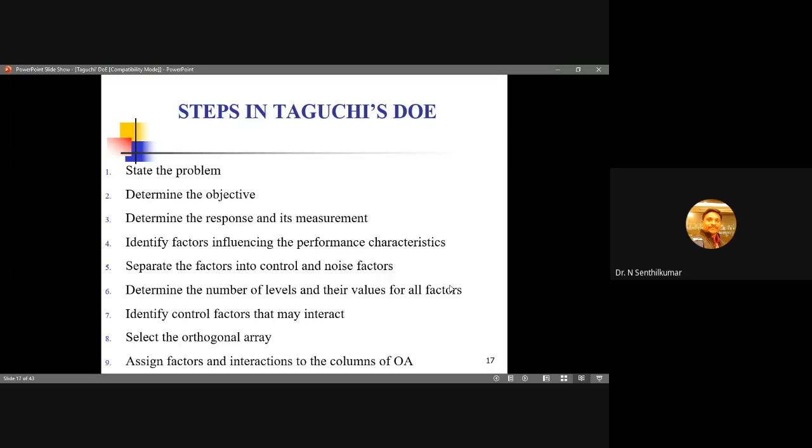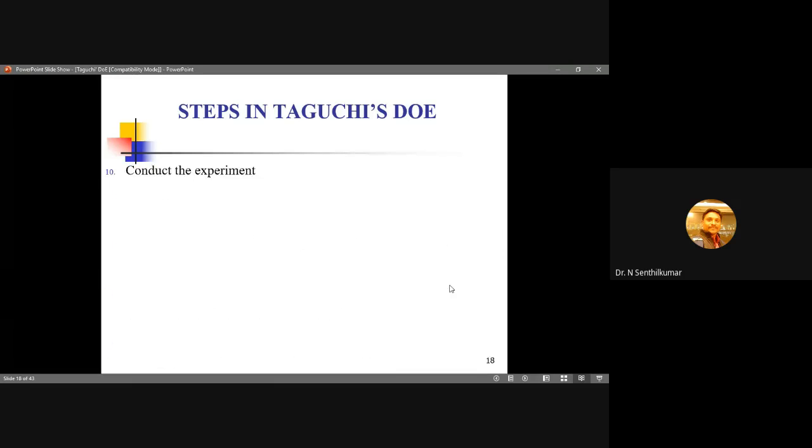Then assign the factors and interactions to the columns of the orthogonal array. So no need to panic about this. If you are going to have a software, the software will take care of all these things. Just enter the values, and the software will formulate the interaction effects, the normal things, the array and all, it will take care of.